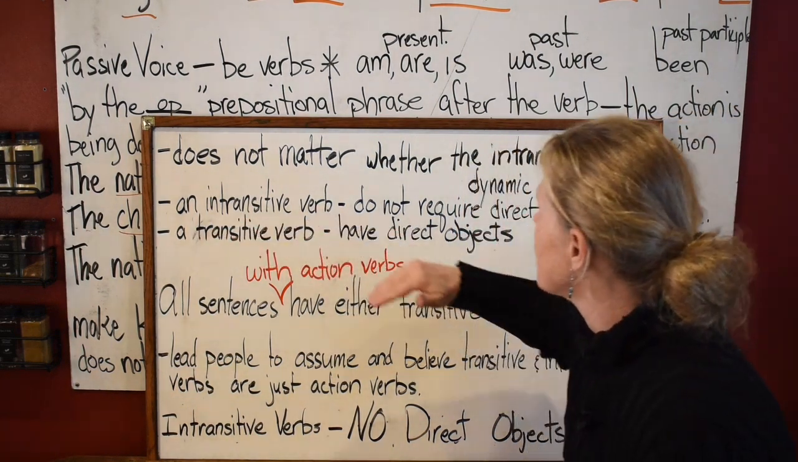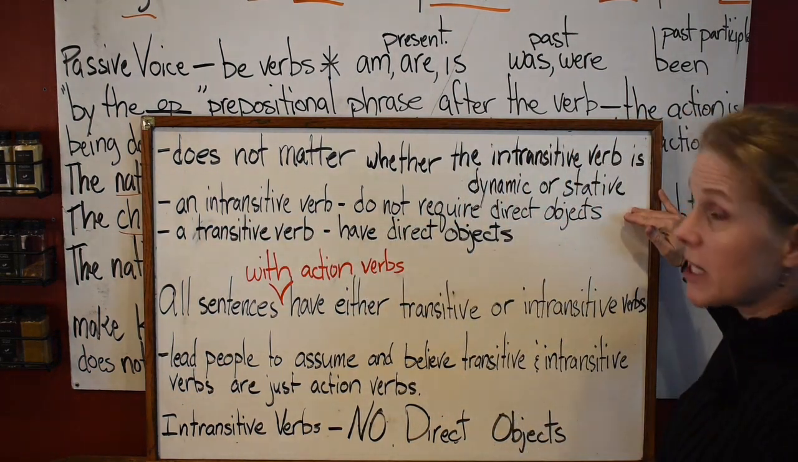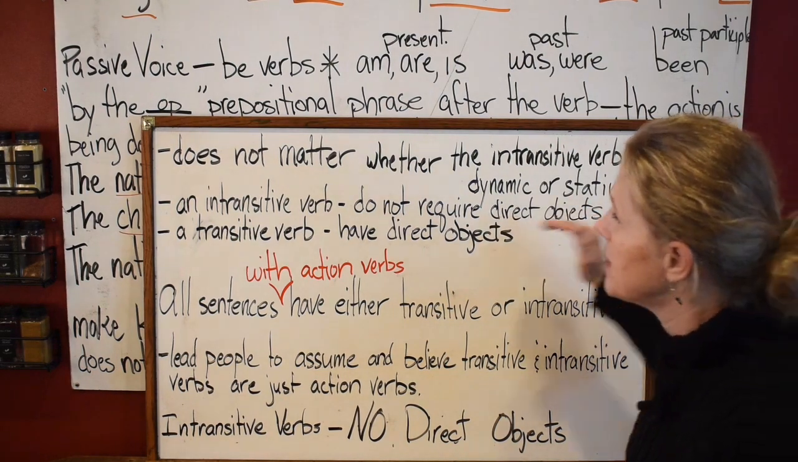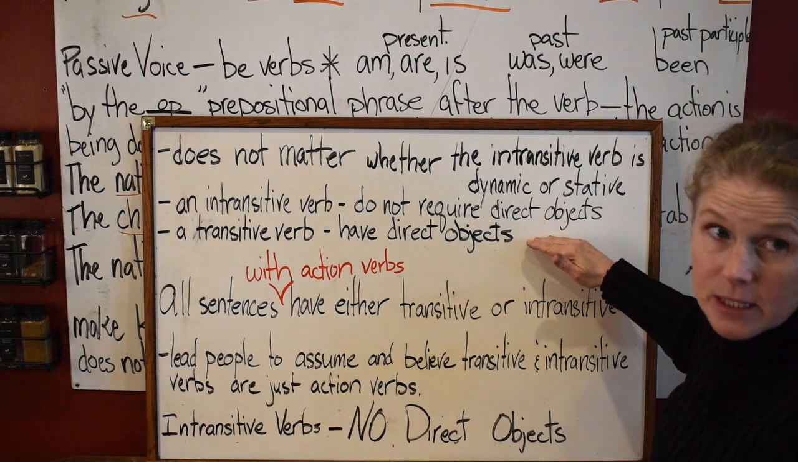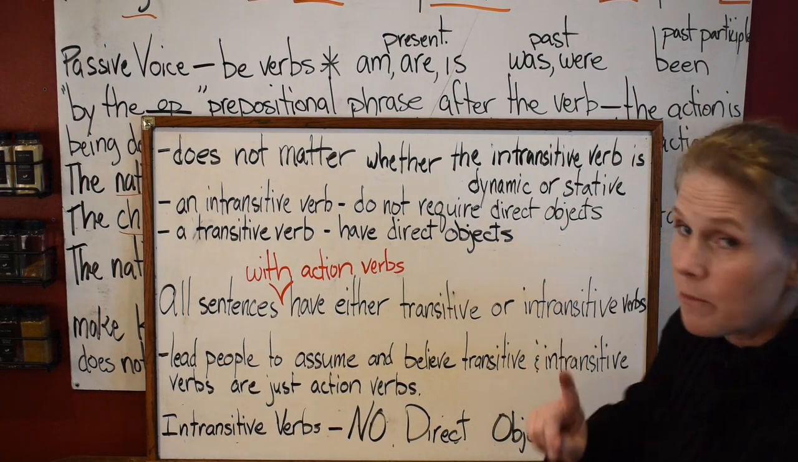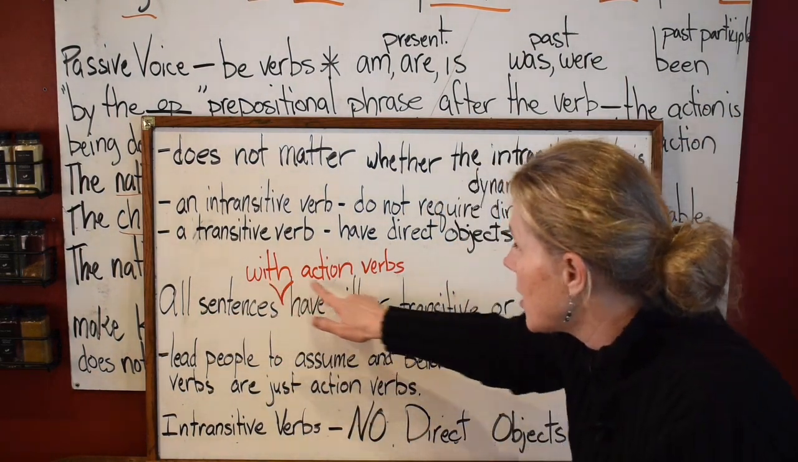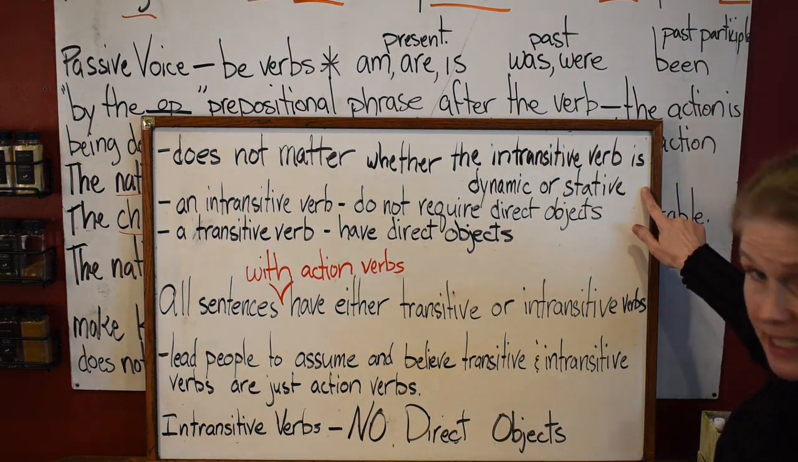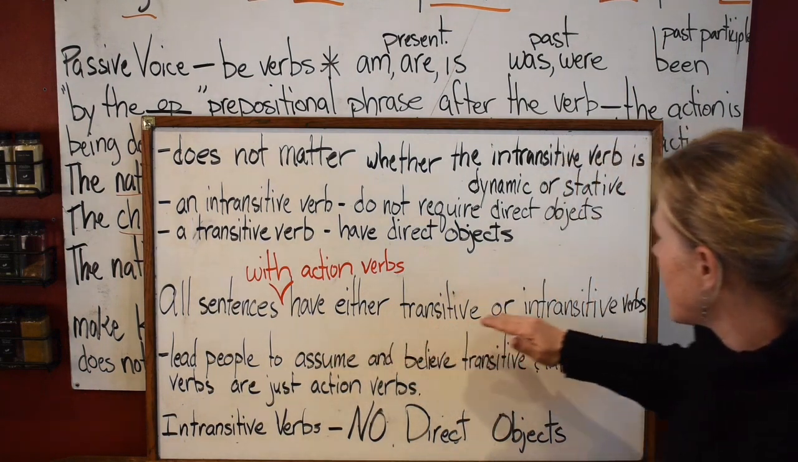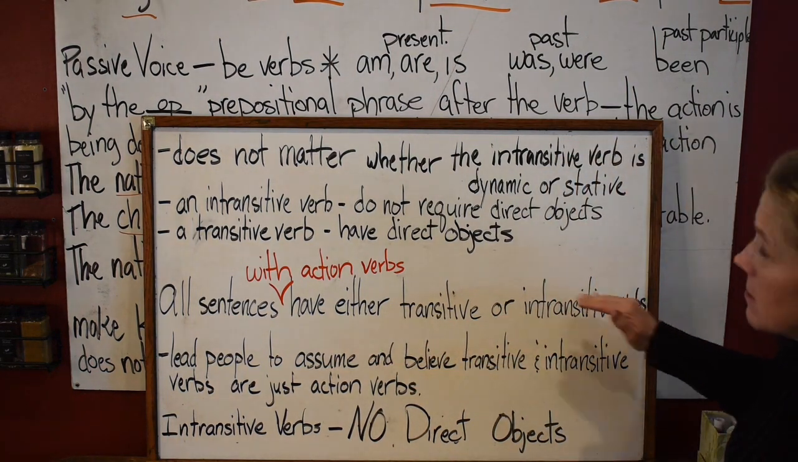So intransitive verbs do not require a direct object. You need to have this solid in your mind. A transitive verb has direct objects. Now, all sentences with action verbs, that's talking about your dynamic or stative, have either transitive or intransitive verbs.